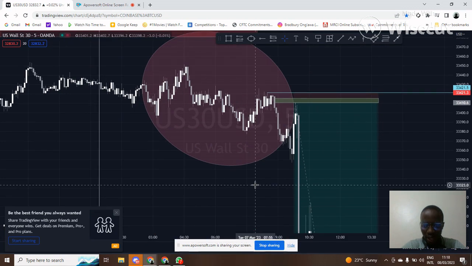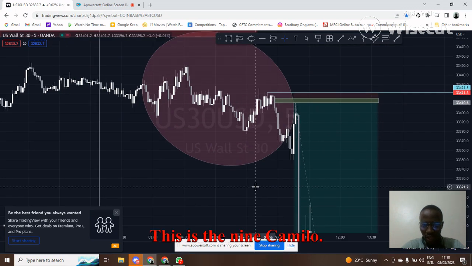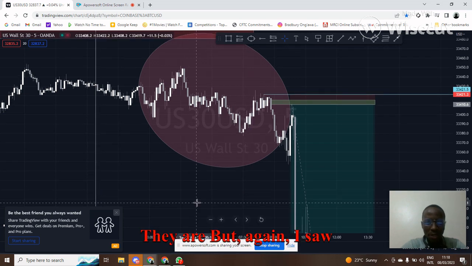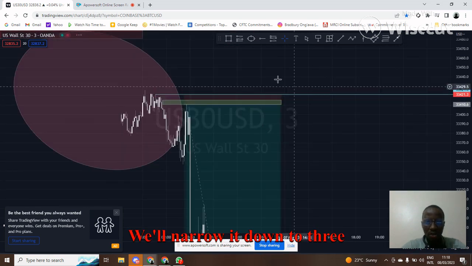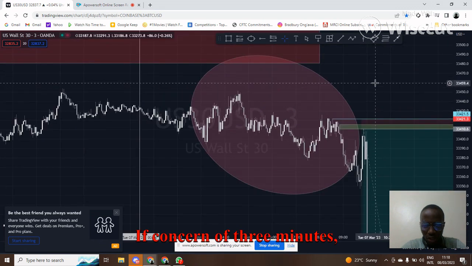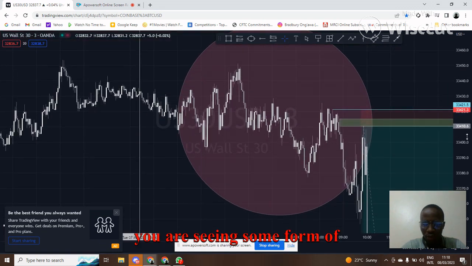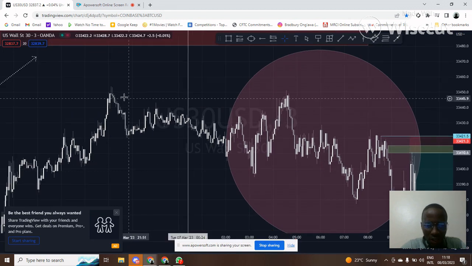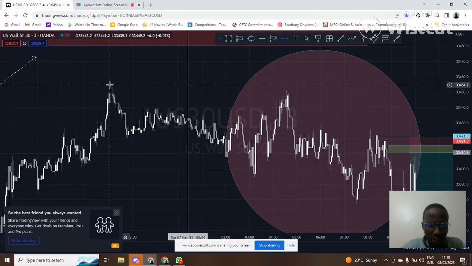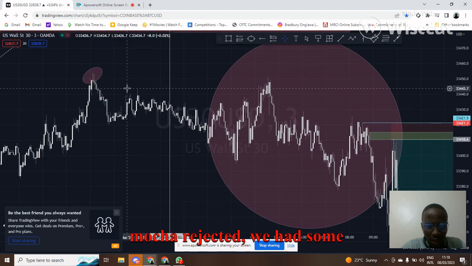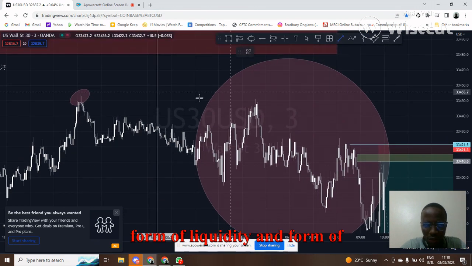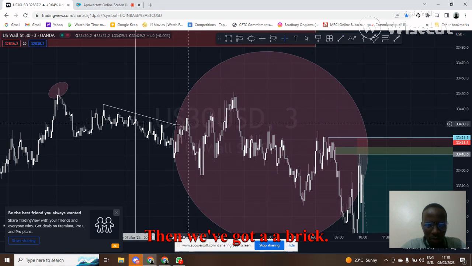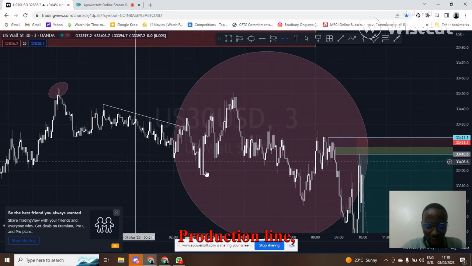Then when the 9 candle, the 9 a.m. candle, I was watching the market there, but again I saw something interesting. We'll narrow down to 3 minutes. If you can see on the 3 minutes, you are seeing some form of inside distribution. Here the market reacted. We had some form of liquidity in form of trend line, so forth. Then we got a break of that trend line.